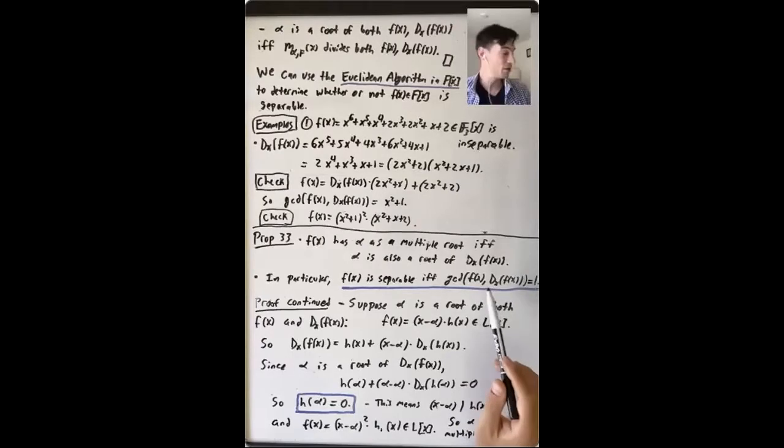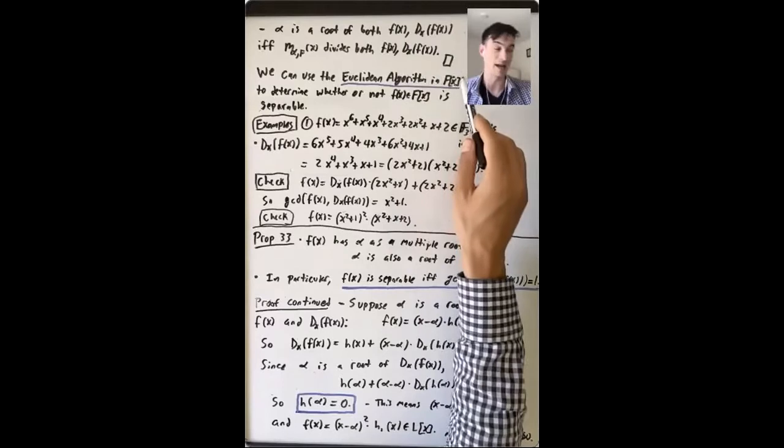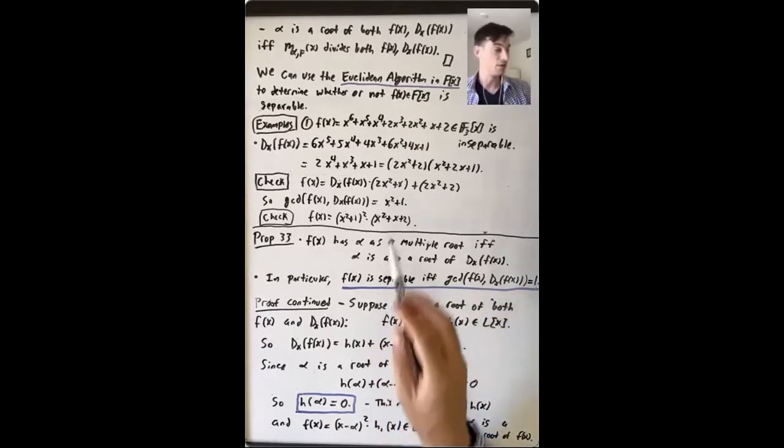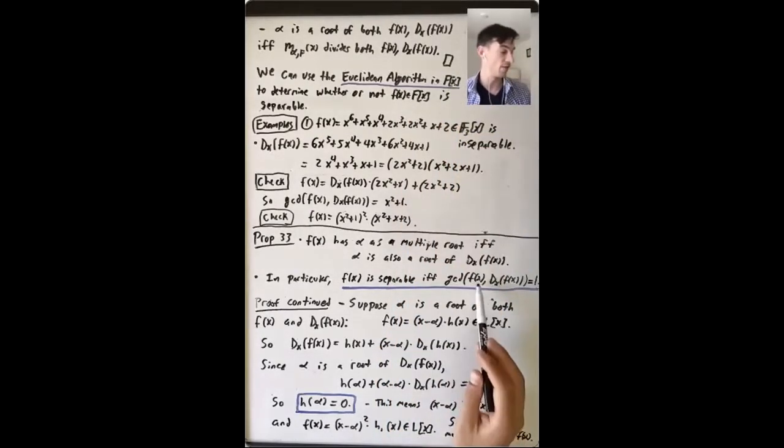And how do you compute the GCD of two polynomials? Using the Euclidean algorithm in F[x]. So what we've seen is that we now have a way to start with any polynomial and determine whether or not it is separable. We just do the Euclidean algorithm with the polynomial f of x and its derivative.